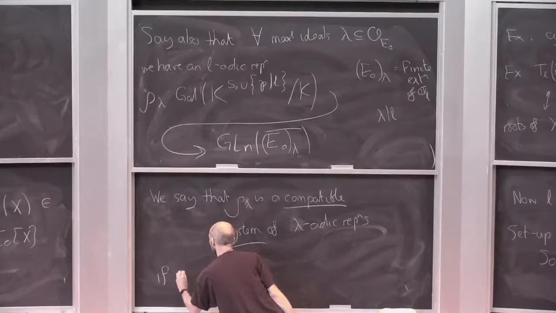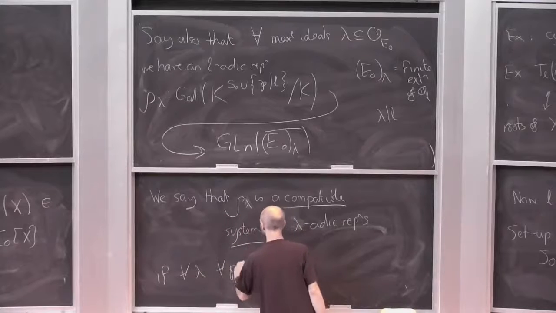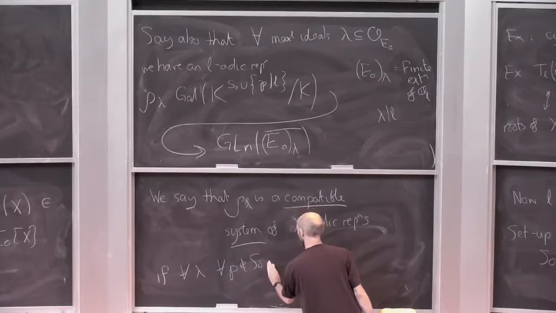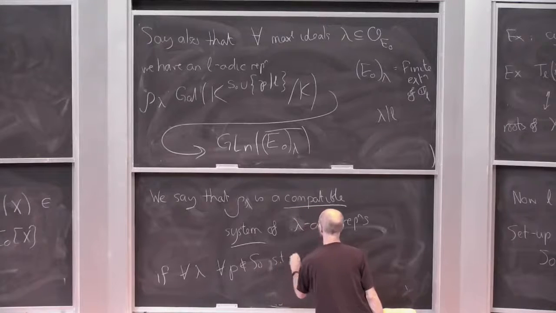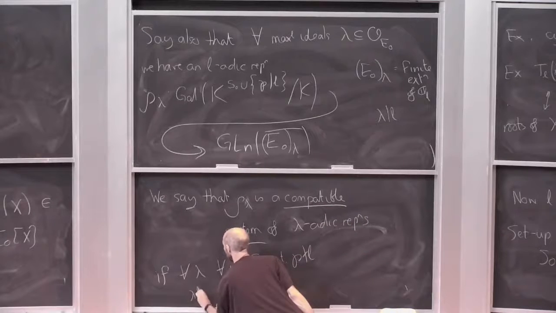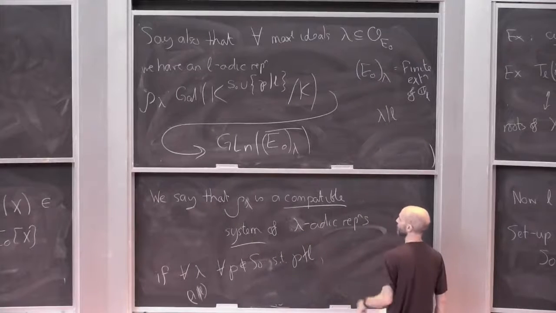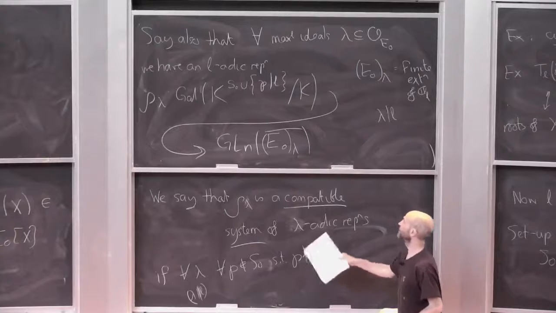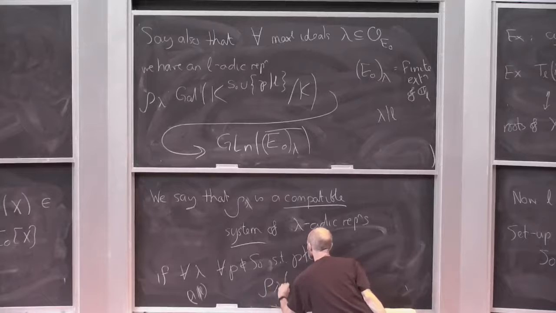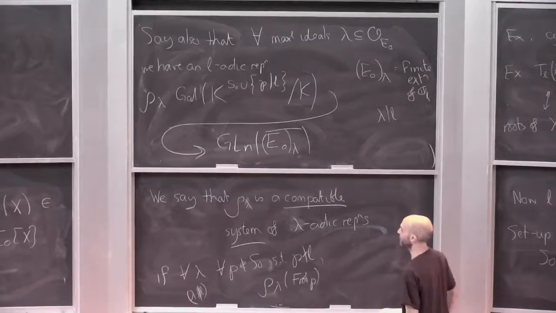If for all lambda and for all p not in S0 such that p doesn't divide L, where lambda divides L, rho lambda is unramified at p, that's part of the definition. So rho lambda of Frob p, there, has char poly.